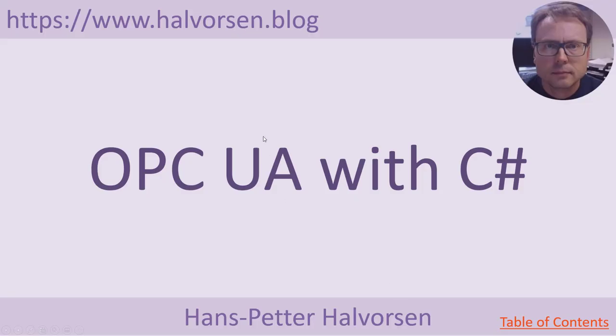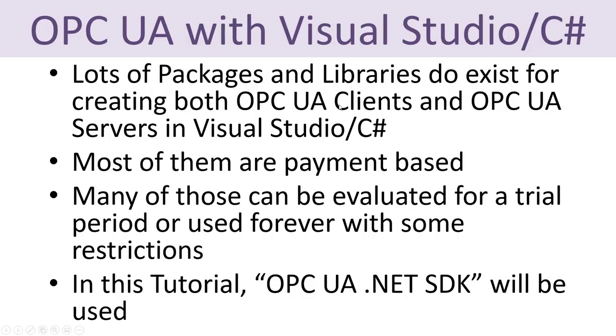So then let's start with the main part of this tutorial, namely how to create OPC UA clients with C Sharp and Visual Studio. There exist lots of different packages or libraries that you can use in order to create both OPC UA clients and OPC UA servers with Visual Studio and C Sharp. Most of them are payment based, so you need to pay for them. Or you can use many of those in an evaluated form or a trial period. In this tutorial, we will use something called OPC UA .NET SDK, which can be used to create both OPC UA clients and OPC UA servers.